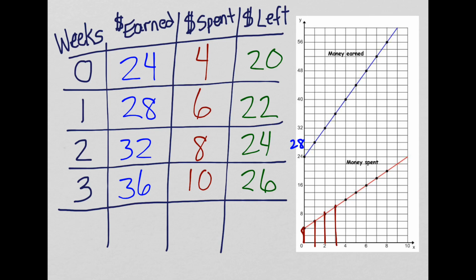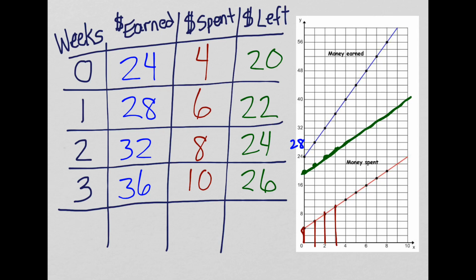But let's show that table on the graph now. In green, I'm going to graph the values of money that he has left over. So in the beginning, he had $20 left over. Then he had 22, then he had 24, then he had 26. So it's just going up, not as steeply as the money he's earning.